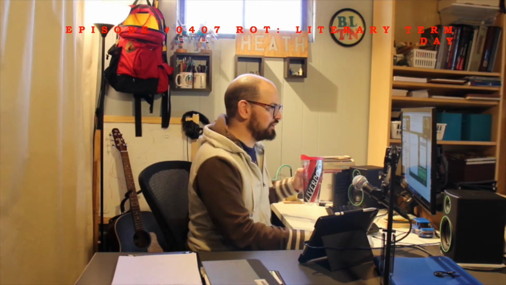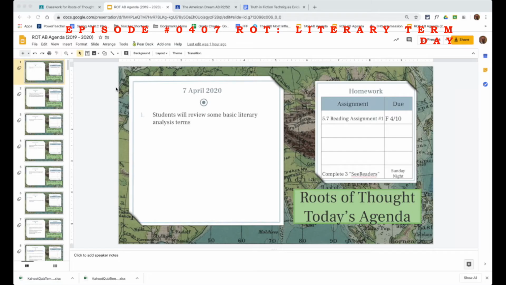Let's look at the agenda first. Today, we're going to review some basic literary analysis terms. I have 8 set aside for the project we're working on, and we're going to look at those 8 with some flashcards and some games today.